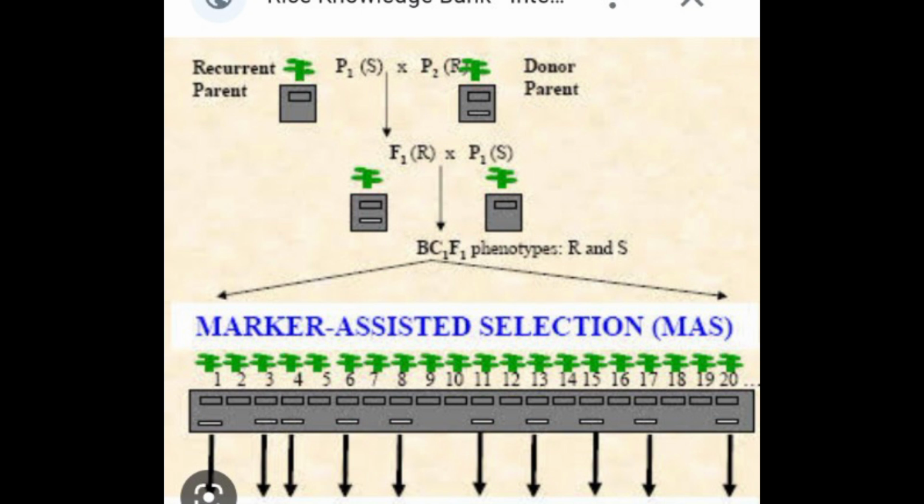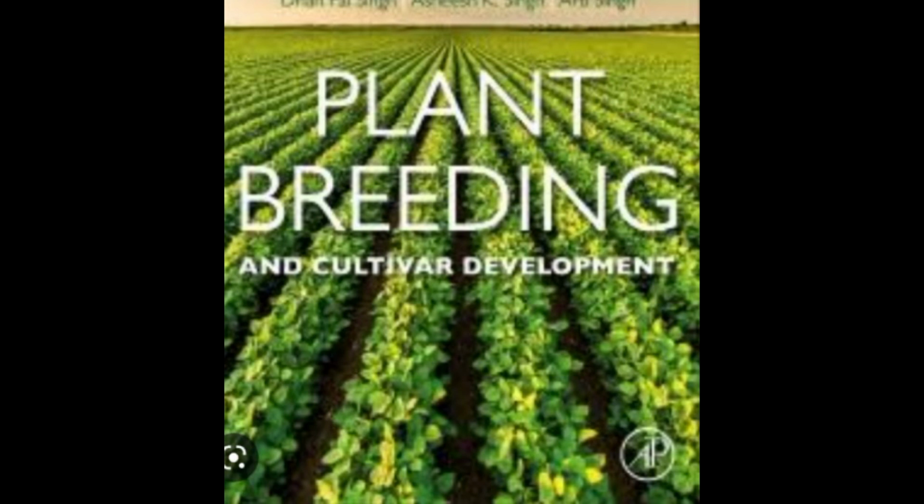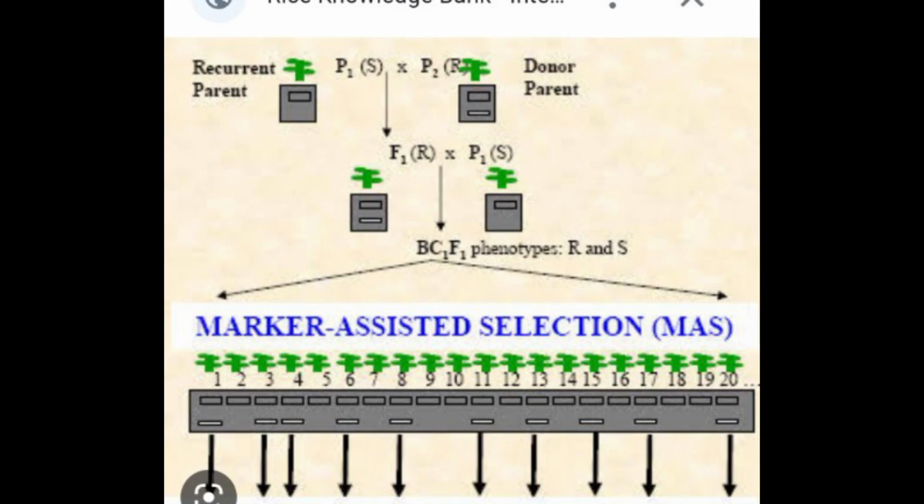Fifth, tagging. The emasculated flowers are tagged just after bagging. The tags are attached to the flowers or the inflorescence with the help of thread. The following information is recorded on the tag with a carbon pencil.